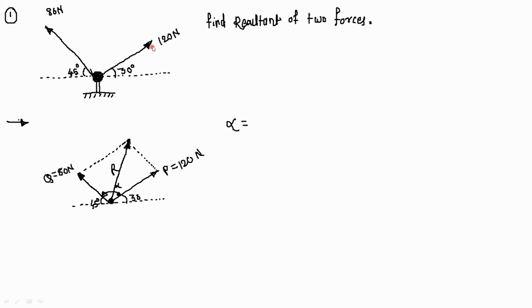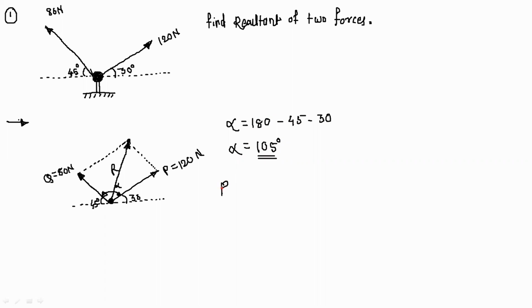Is it 105 degree? So to find out this alpha angle, this total will be 180 degree. So it is 180 minus 45 minus 30. So this is 45 plus 30, 75 degree. So 180 minus 75 will be 105. So your alpha is 105 degree.